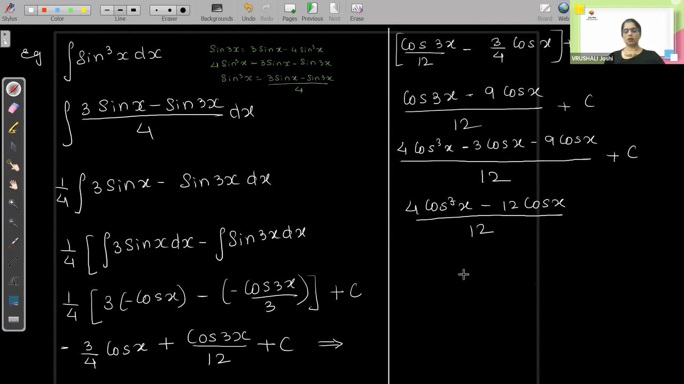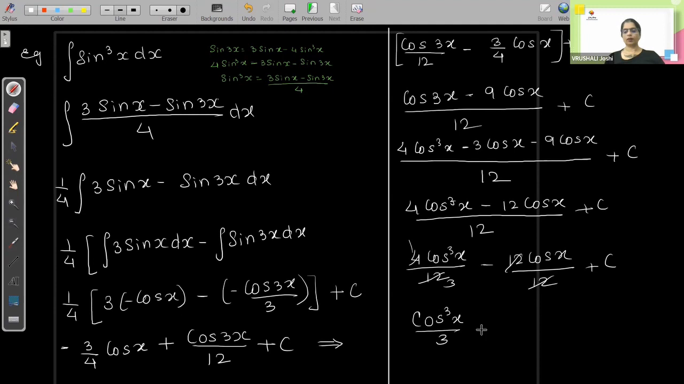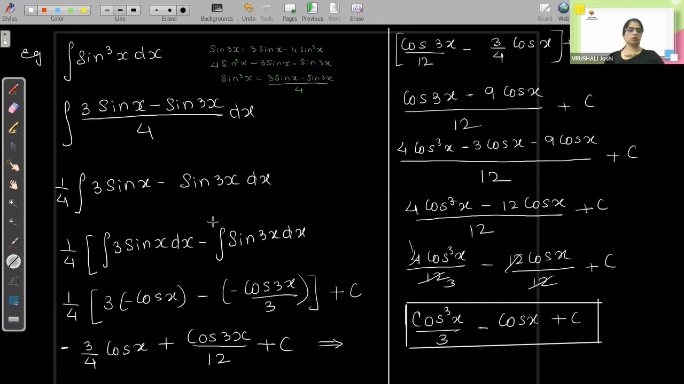Correct? Now let us separate it. So it will be 4 cos cube x by 12 minus 12 cos x by 12 plus c. This 12 and this 12 cancel. 4 3s are 12, so 1 by 3. So the final answer, which matches the textbook, is cos cube x by 3 minus cos x plus c. So this becomes your final answer. We have now matched this answer with NCERT. So this is how it is.